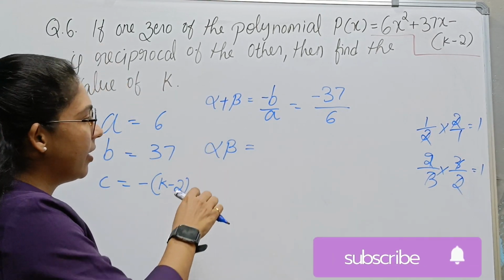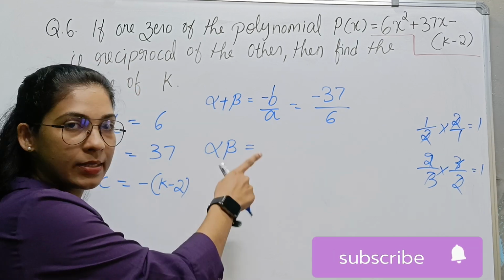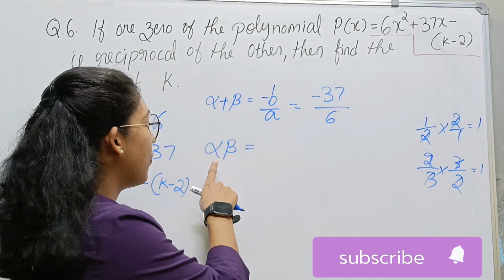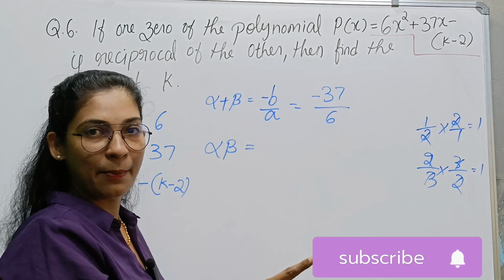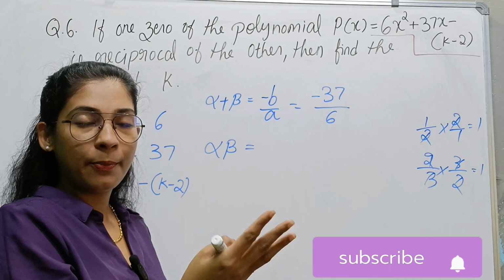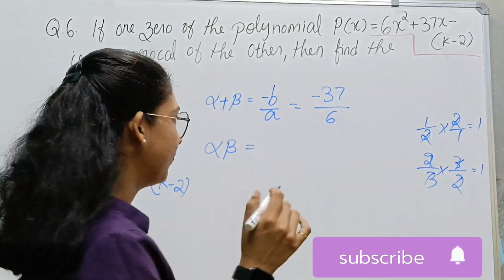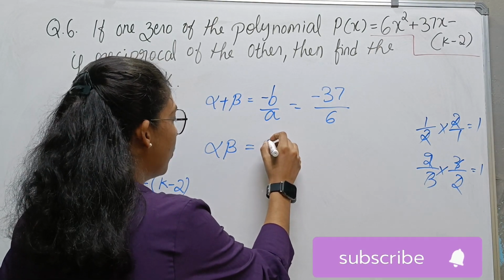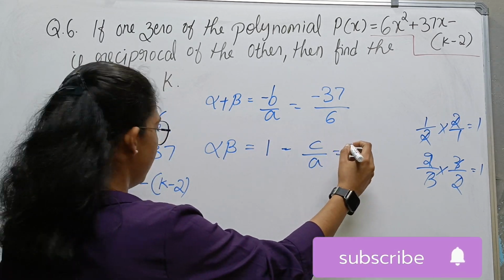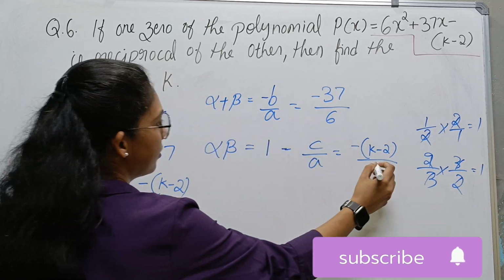So here there are two zeros, alpha and beta, which are reciprocal to each other. If alpha is 1 by 2, then beta is 2 by 1. If alpha is 2 by 3, then beta should be 3 upon 2. So the product of these two reciprocals should always be 1. Did you get me? So alpha into beta is equal to 1, which is equal to c upon a, that is minus of k minus 2 upon 6.